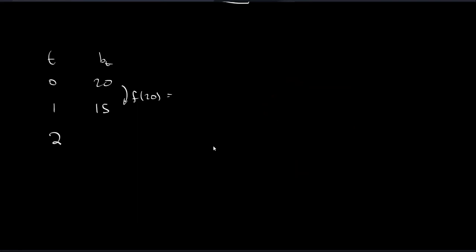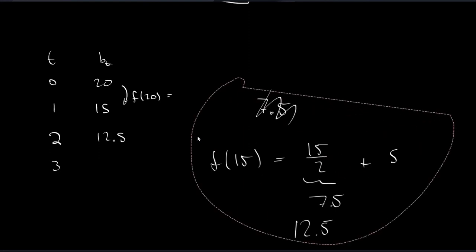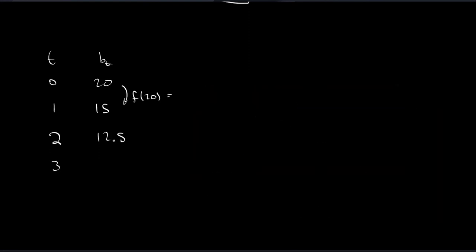So we do f of 15. It's going to be 15 over 2, that's 7.5, plus 5, which gives us 12.5. Okay, so we're going to get 12.5 here. And for the next iteration, I'm actually going to do it on a calculator.